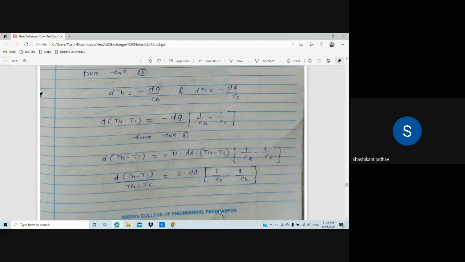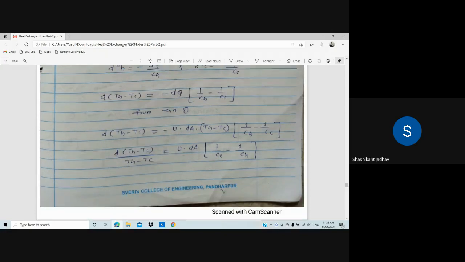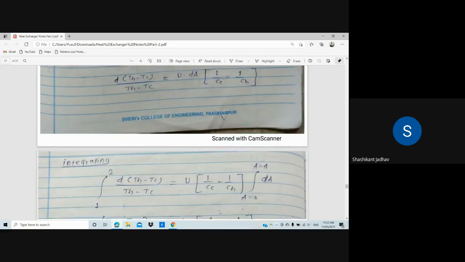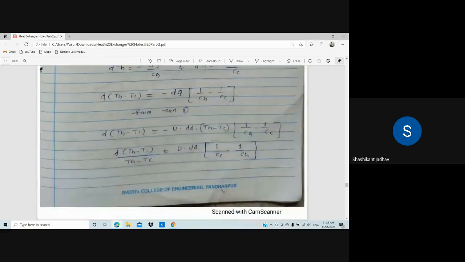Okay, and that term Th minus Tc we have to take to the left hand side. Then the equation becomes d into bracket Th minus Tc divided by Th minus Tc is equal to U into dA into bracket 1 upon Cc minus 1 upon Ch. Okay, we have cancelled the negative sign, so therefore in the bracket we have replaced those terms, that is 1 upon Cc minus 1 upon Ch. Okay, so all of you write down from equation 1, we have to write down those two equations, d into bracket Th minus Tc, and then the equation for d into bracket Th minus Tc divided by Th minus Tc.